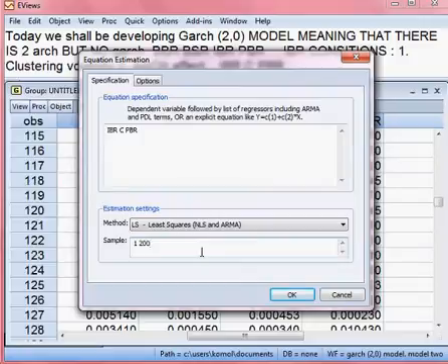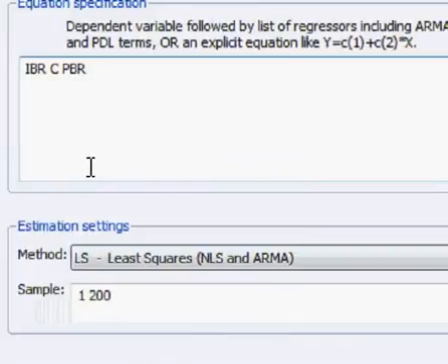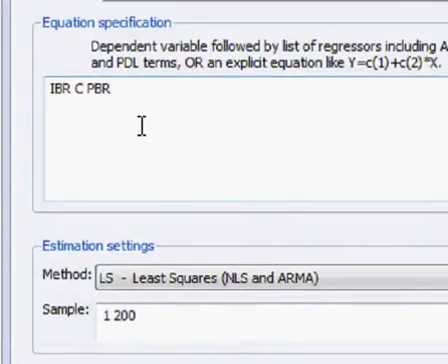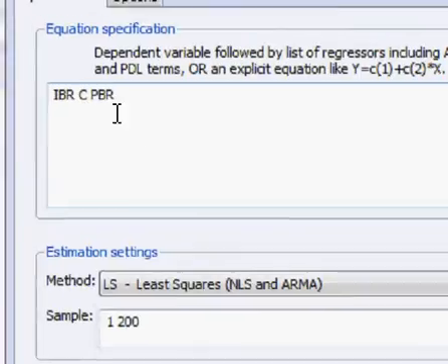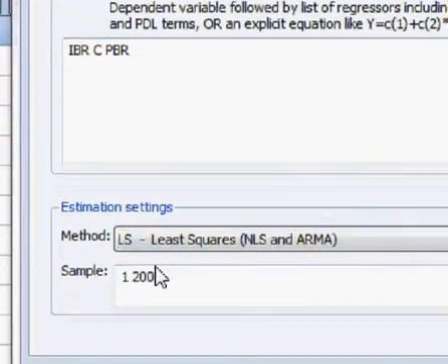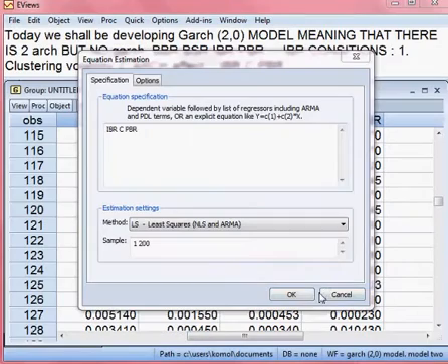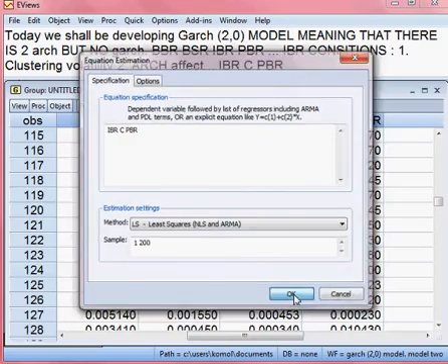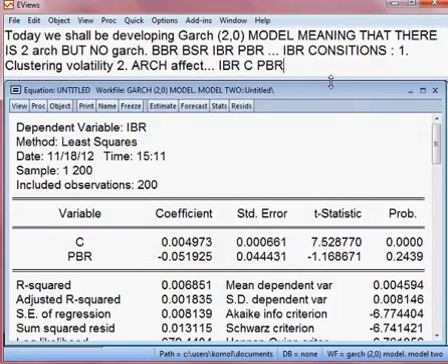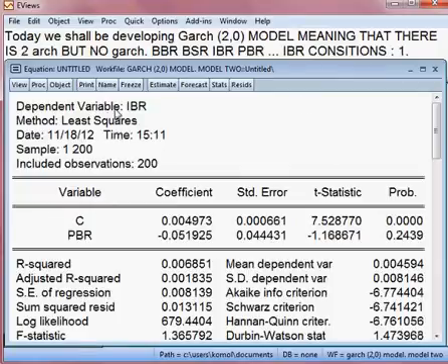So we can estimate the model. I zoom in so that you can see better. That is my model, and that is the sample size. I press OK. This is the estimation of our model, where the dependent variable is IBR and the independent variable is PBR.